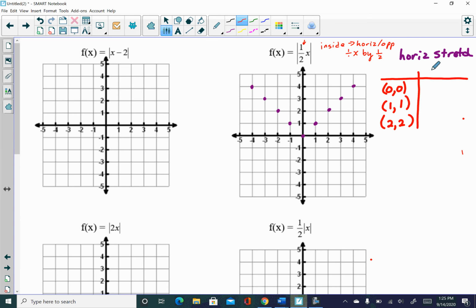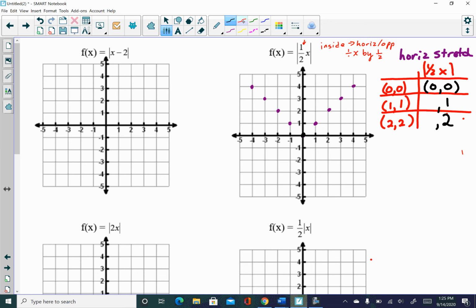And let's look at what 1/2 absolute value of x is going to do. We said it should, essentially, keep all your y values the same. You're just going to be dividing your x values by 1/2. So all my y values are going to stay the same. So I'm still going to have 0, 1, and 2 there. But I'm going to take each of my x values and divide by 1/2. So 0 divided by anything is still 0. So my vertex is staying the same.